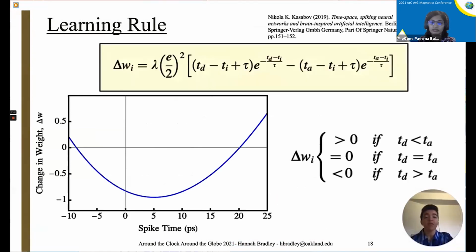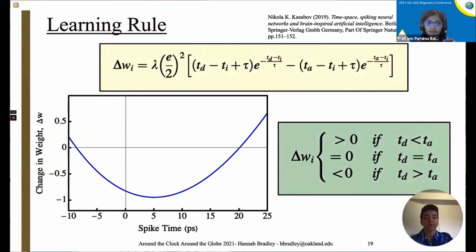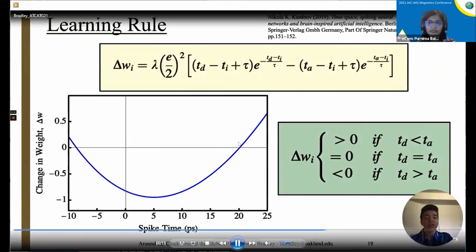The final equation for an AFM SPAN algorithm is shown here, and we can see this learning rule in the graph shown. The takeaway from this equation is that when the actual time is greater than the target time, the weight will increase. When the actual time is equal to the target time, it will stay the same. And if the actual time is less than the target time, the weight will decrease.